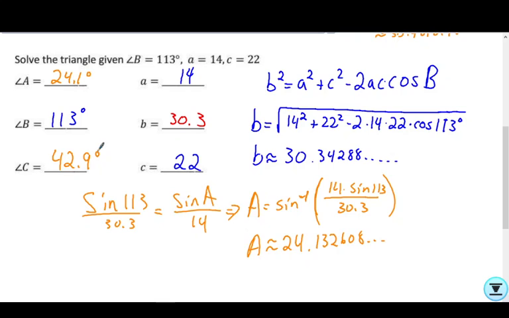And again, double check your answers. Angle B is the biggest angle and has the biggest side. Angle A is the smallest angle with the smallest side, and then angle C is right in the middle, in between the two. So it's not an absolute way of making sure that you're correct, but it definitely keeps you from making any glaring mistakes.